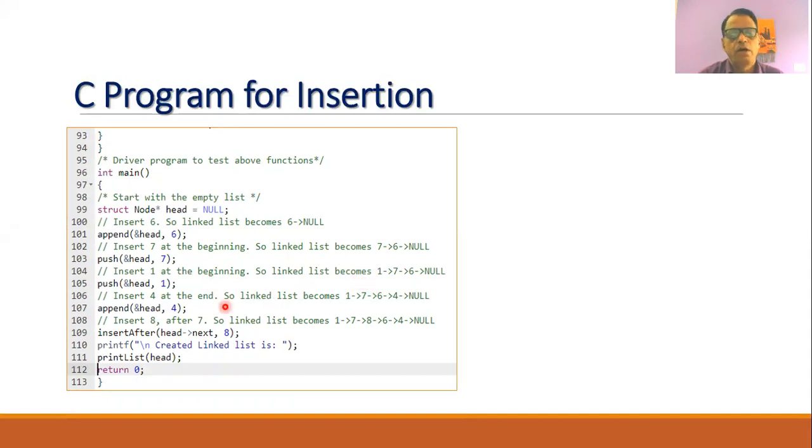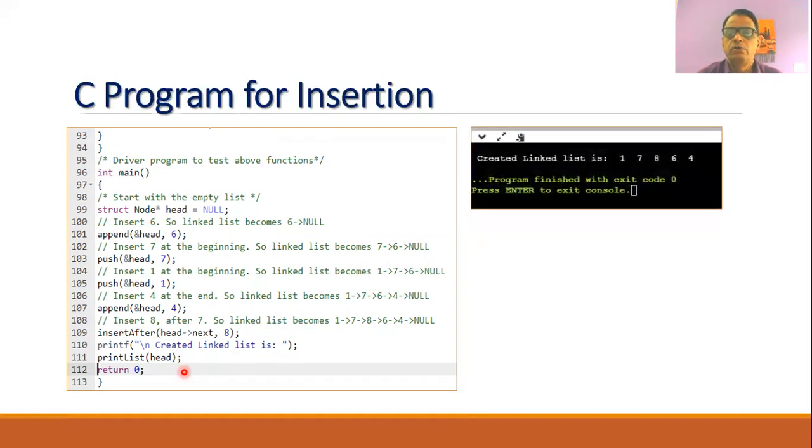Then we will insert 4 at the end of the linked list by making use of the statement append head, 4, so that the linked list will become 1, 7, 6 and 4. And then we will insert 8 after 7, so that the linked list will become 1, 7, 8, 6, and 4. And this can be achieved by making use of the function insert after head next comma 8. And then we will print the corresponding linked list by making use of the function print list. And then finally, we will return 0 to our main function.